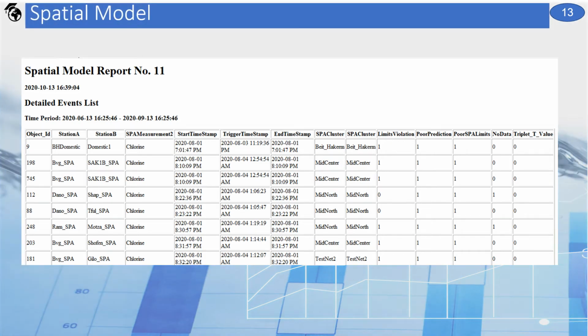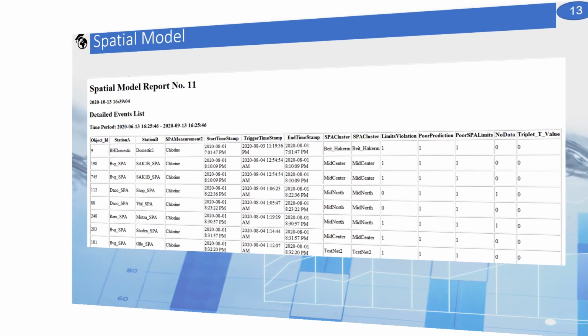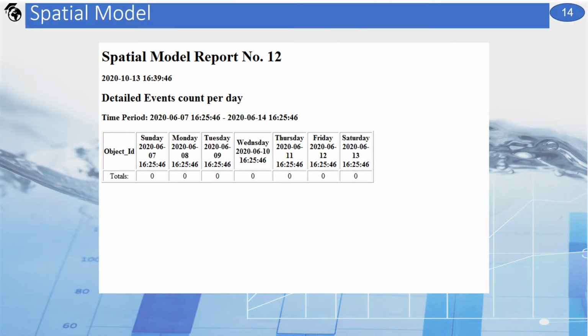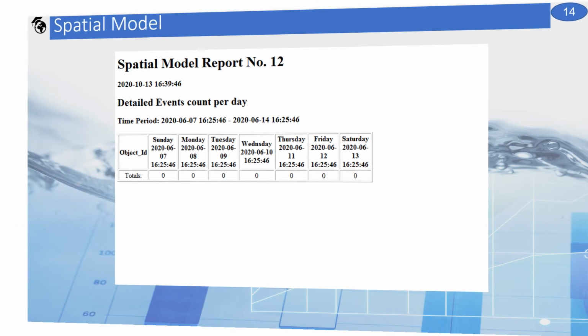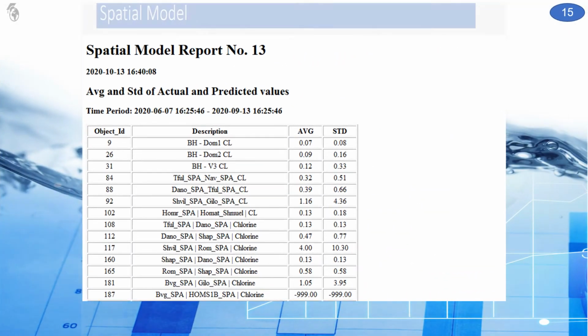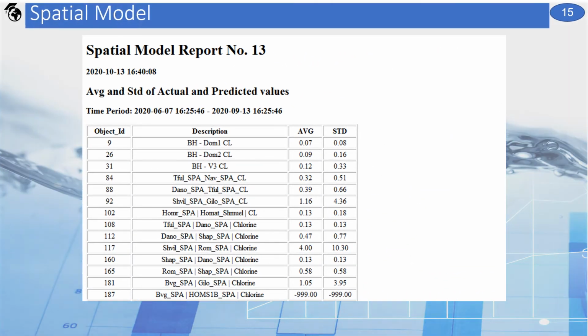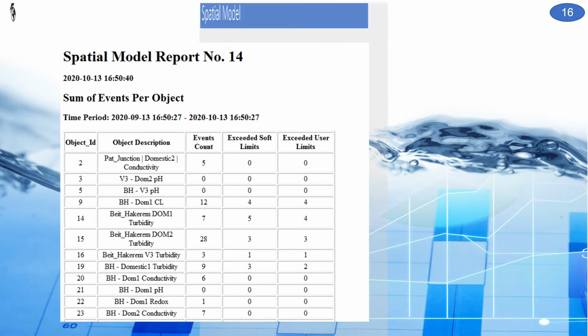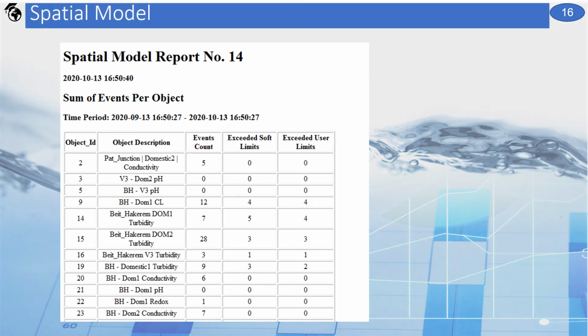Report 11. Detailed Events List. Report 12. Events count per day. Report 13. Average and standard deviation of actual and predicted values. Report 14. Sum of events per object with a count of events that exceeded soft and user limits.